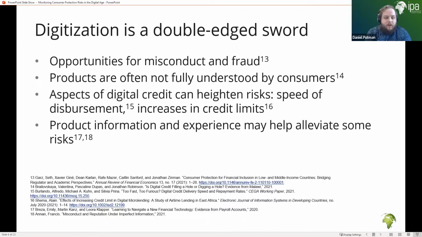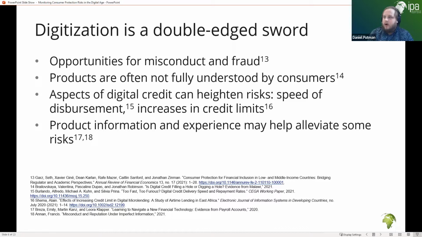We've seen that when you slow down the disbursement of credit, literally the time from when they apply, or are approved, to when the loan comes out, you actually have lower default rates. And then rapid increases in credit limits can be a cause of over-indebtedness.